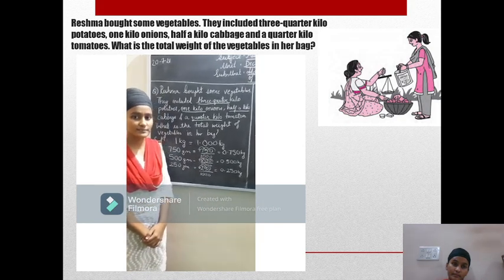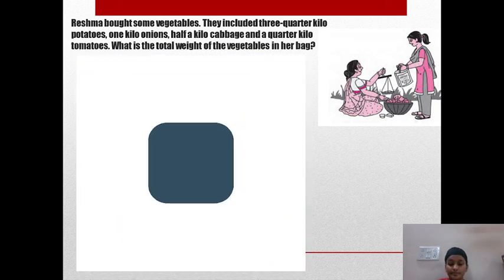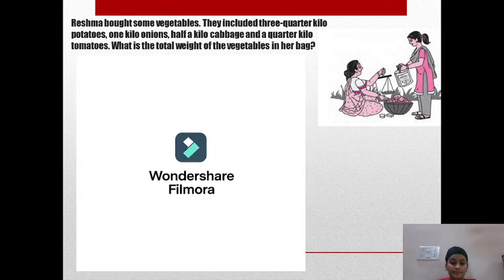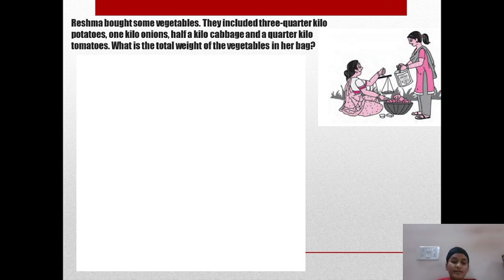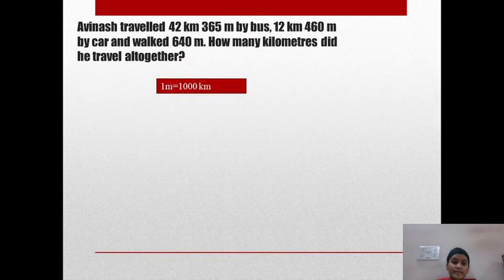Okay, students? So you have watched the video, students, right? You have seen the sums based on addition and subtraction. Now let us see one more sum. Avinash travelled 42 kilometers, 365 meters by bus, 12 kilometers, 460 meters by car, and walked 640 meters. How many kilometers did he travel altogether?